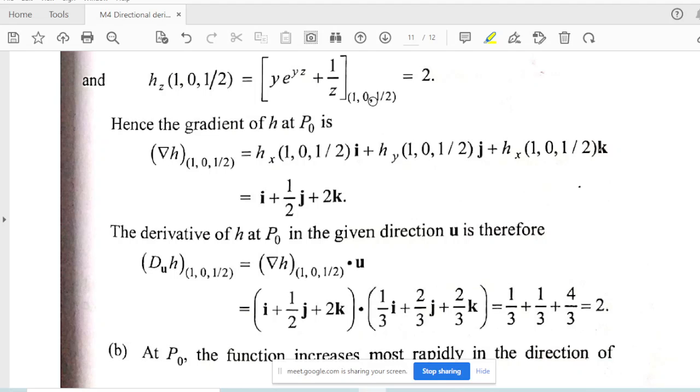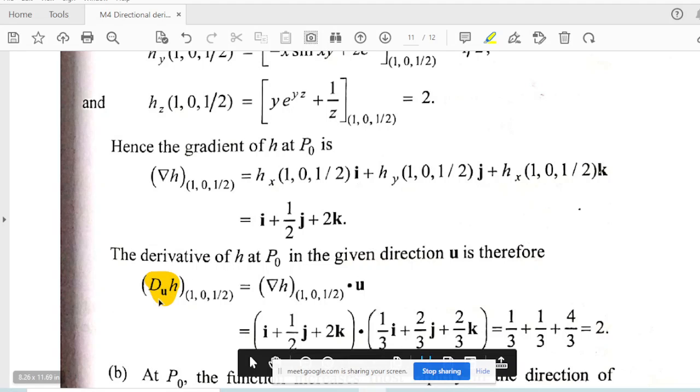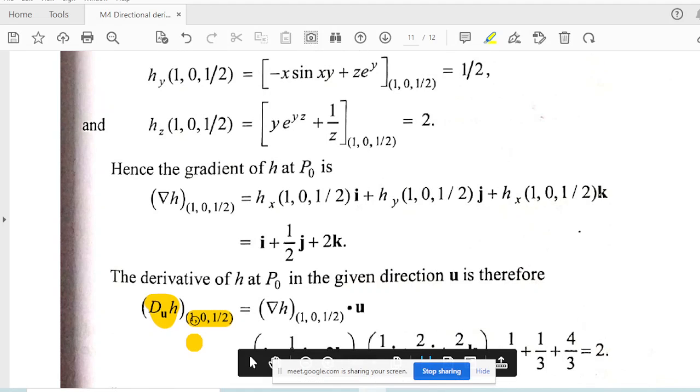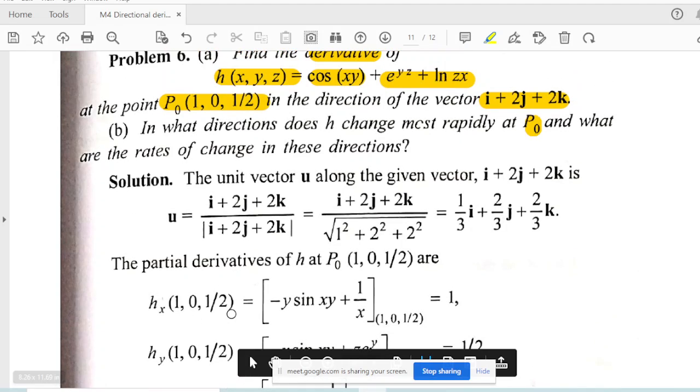So when you are asked to find the derivative, that means you have to find the directional derivative. If we are asked to find the derivative in a particular direction, it always means we have to find the directional derivative. So the directional derivative is denoted by D u cap h, right, at the point 1, 0, 1/2. Here we always define it in the direction of a unit vector. So here the given vector is u, but it is not a unit vector, it is only nearly a vector. So first we have to make it a unit vector.